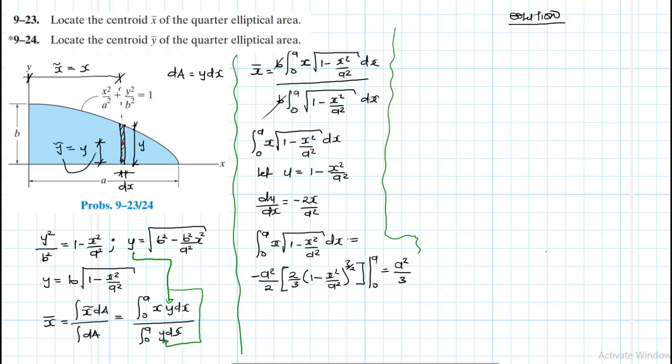You can integrate it yourself. So the integration from 0 to a of x times the square root of 1 minus x squared over a squared dx gives us a squared divided by 3. Okay, so let's go to the bottom part, which is the total area, but we've cancelled out the b. So this one is the integral from 0 to a of the square root of 1 minus x squared over a squared dx. So how can we integrate this one?